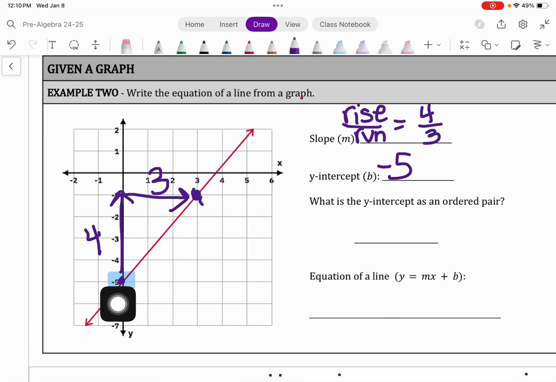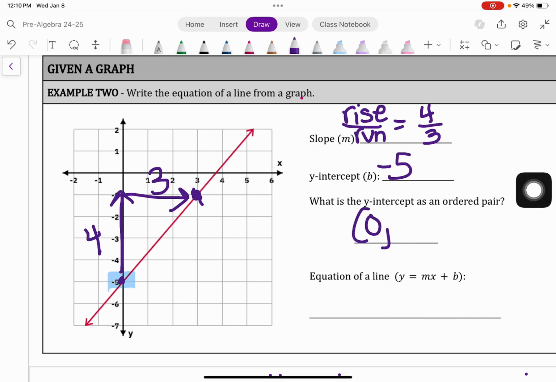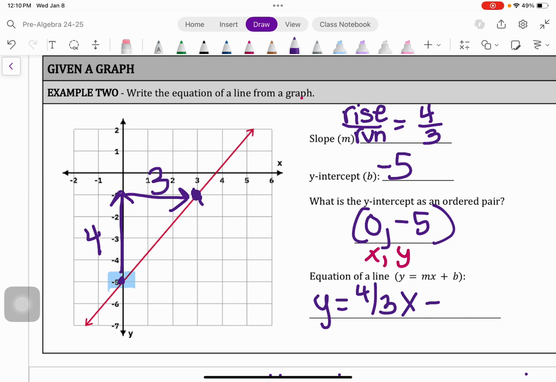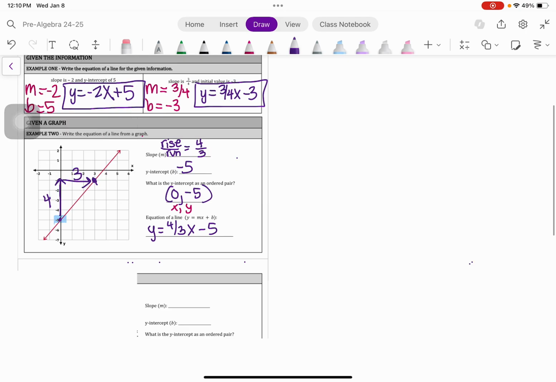Now if I write the y-intercept as an ordered pair, that means my x value is 0 and my y value is -5. This is just a good reminder on how to write it as an ordered pair. That's x, that's y. Then I want you to write the equation of the line from the slope and the y-intercept. So I have y = 4/3x - 5. The slope is positive because we're rising from left to right. And that's it. Should be a review.